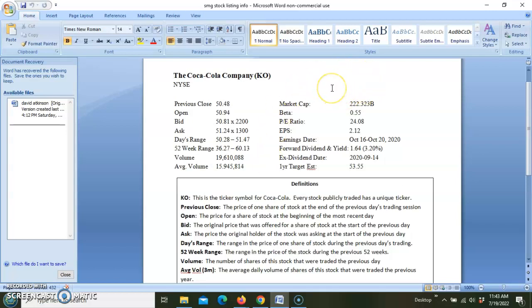Let's go up here to market cap. This is an important number. Market cap stands for market capitalization. And this is the total value of Coca-Cola stock. It's based on the price of the stock, $50.48 on the previous day, times the number of shares of stock outstanding. So if I were to take that 222.323 billion and divide it by 50.48, that's going to get me a number close to the total number of Coca-Cola shares that are available to be bought or sold.